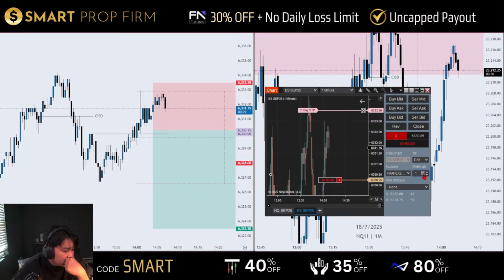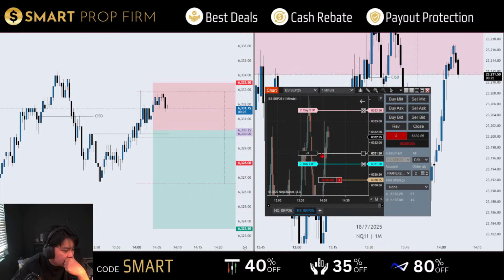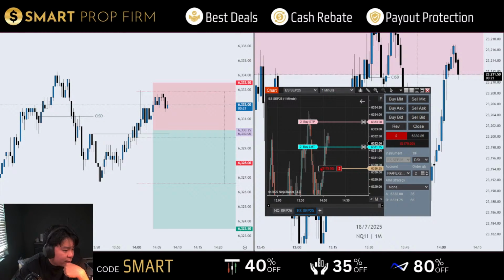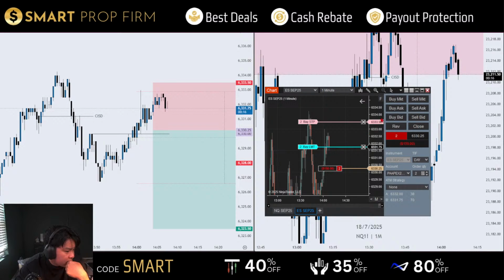I might try to just kill this trade first, and then look for re-entry later. I'm just trying to kill it like halfway point, if I can get it. I'll take it for, was that 6 ticks?